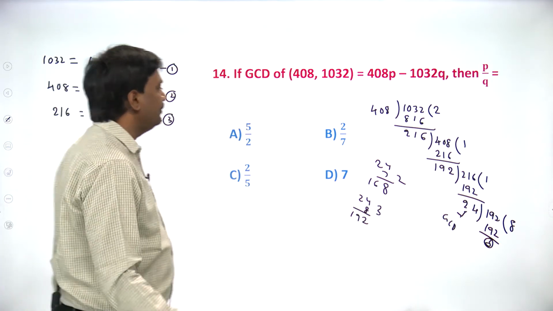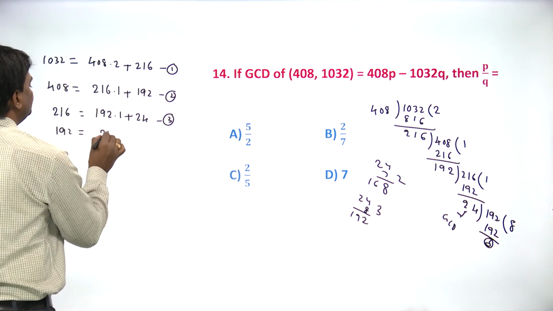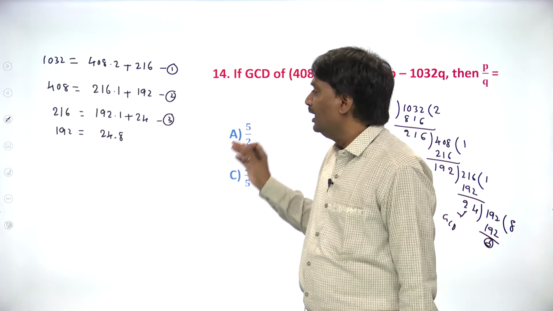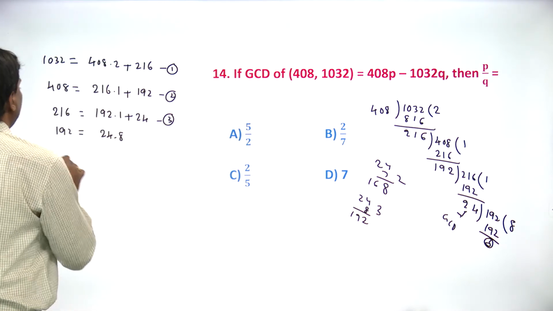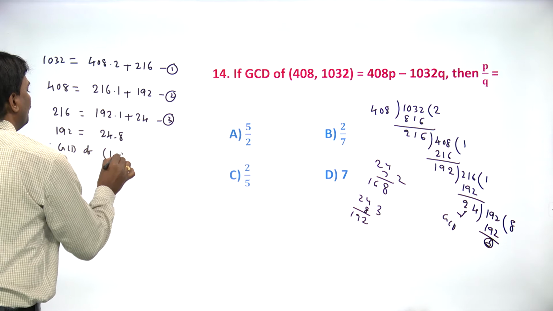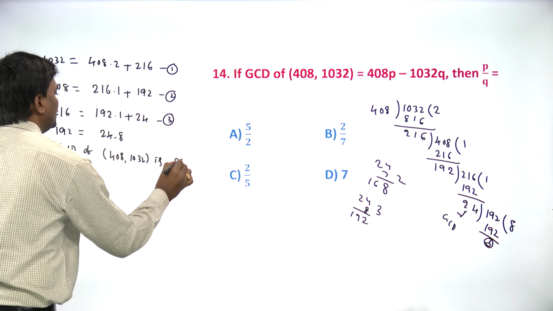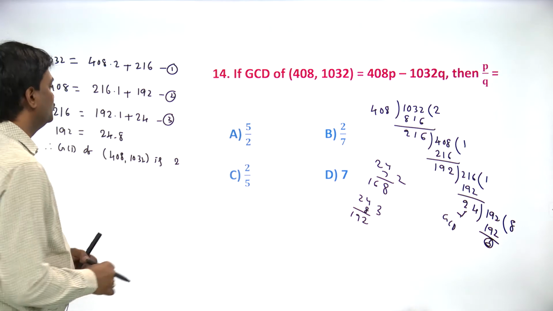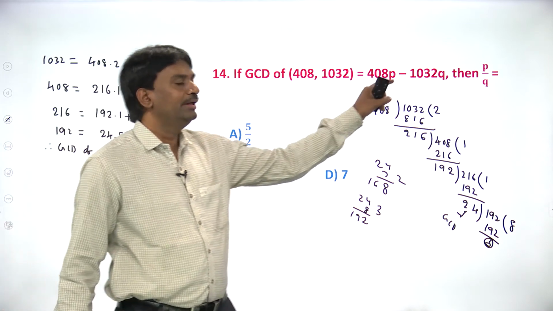Now this 192 can be written as 24 into 8 plus 0. That is nothing but 192 only. So clearly the HCF or GCD of 408, 1032 is 24. So just like the above problem, but here we have to find P by Q.